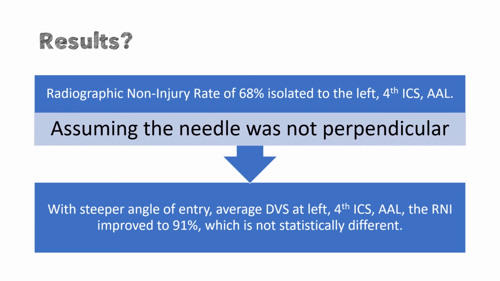The authors did specifically note that with the steeper angle of entry, the average depth of vital structures at the left fourth intercostal space, anterior axillary line, the radiographic non-injury rate improved to 90%, which is not statistically different than the radiographic non-injury rate at other sites.